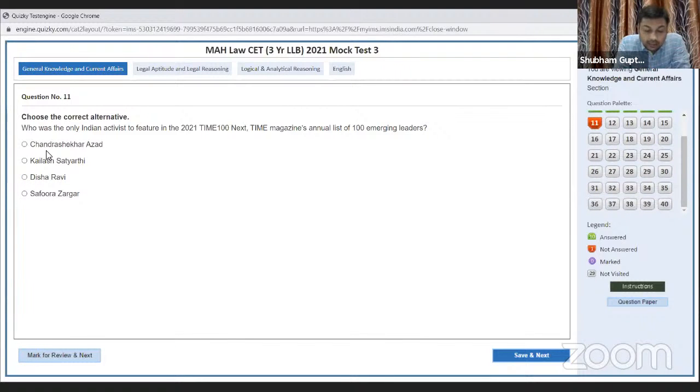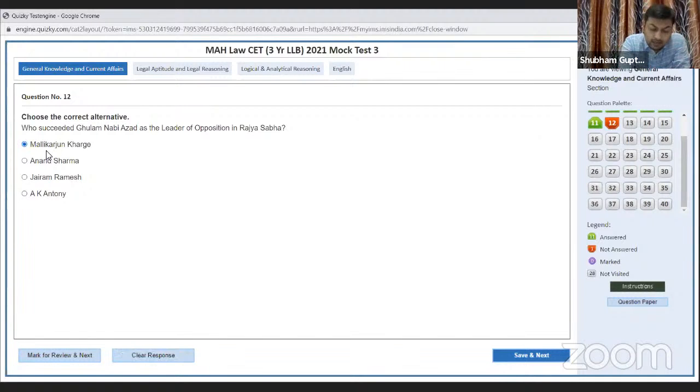Now, who was the only Indian activist to feature in 2021 Time 100 Next? Time magazine's annual list of 100 emerging leaders. This is something I again have no idea. What should I do? Because again, Time magazine, and we are talking about activists. I am not into much activists, so I will mark something and move forward. Who succeeded Ghulam Nabi Azad as the leader of opposition in Rajya Sabha? This is something, if a person is into politics, should know. As I am into politics, a little bit of politics, I know who it is. But if you are not, you could have marked anything and moved forward.